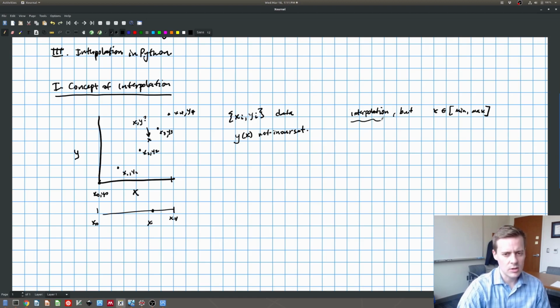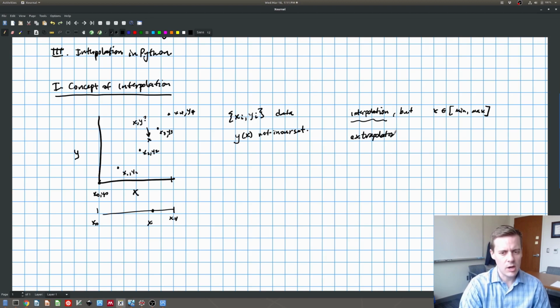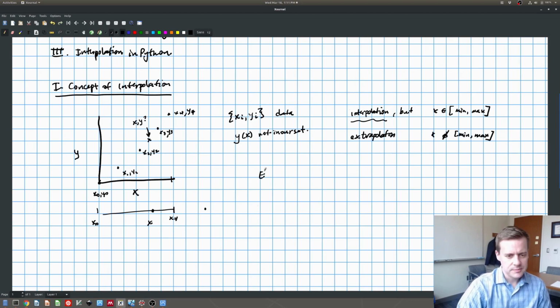That's interpolation. There's also extrapolation, which we're not going to talk about. That's when x is not in that minimum to maximum range. If I had tried to get something out here where it wasn't inside the range of my data, that would be extrapolation. So we want to know something that's inside that range. Let's just do an example of this.